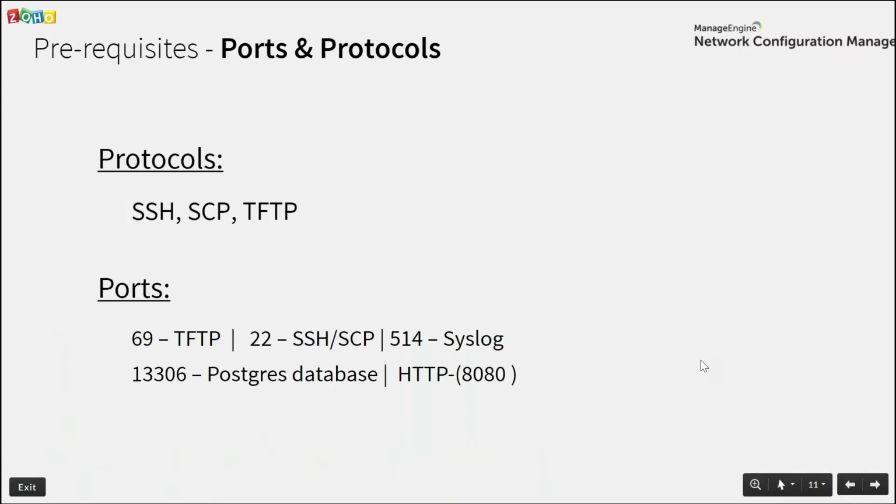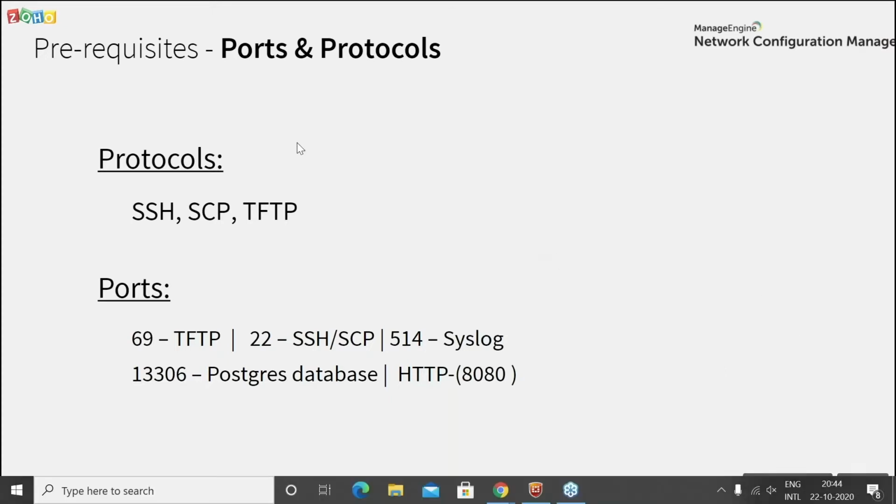The ports and protocols required for Network Configuration Manager. The protocols which are required are SSH, SCP, TFTP. The ports which are needed for Network Configuration Manager to function properly are 69 TFTP, 22 SSH SCP, 514 syslog, 13306 Postgres database, and 8080 HTTP.